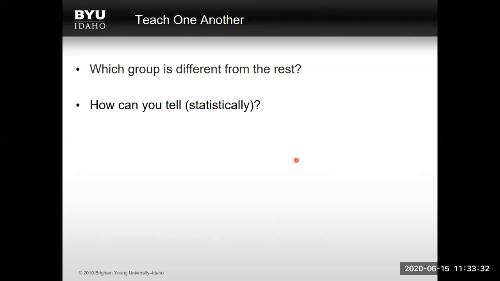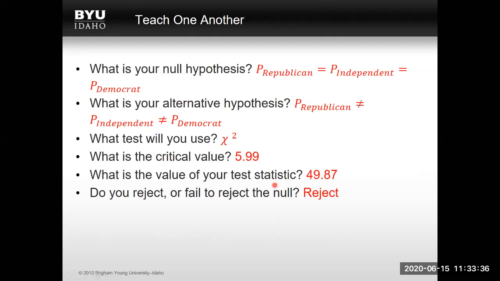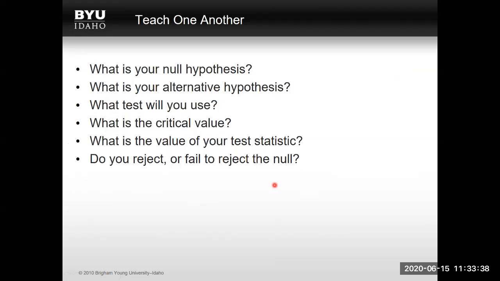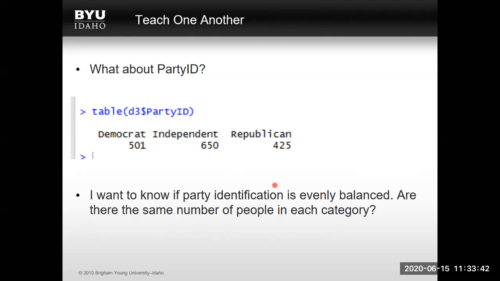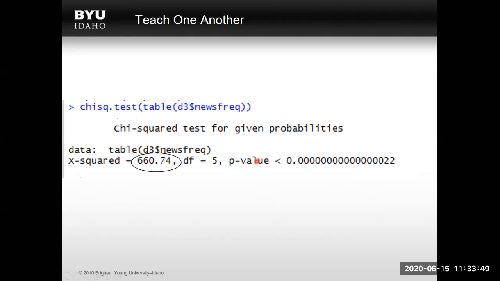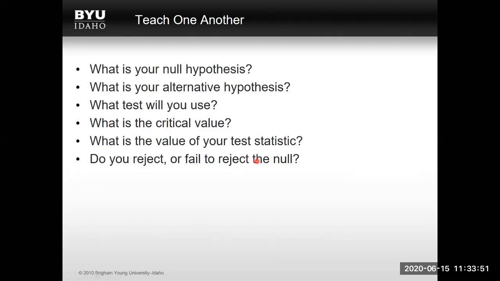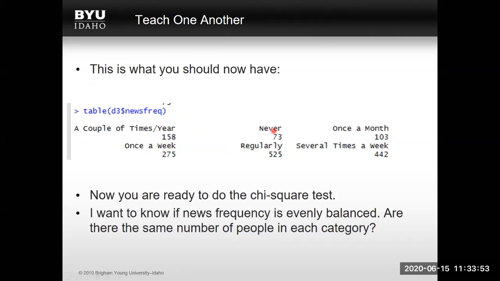So you can't really statistically do a test to see which group is different. You just look at the data and you can see, right? Like, I don't need to do a statistical test. I mean, the statistical test tells me that they're different, but I can see, oh, more independents than Republicans, more Democrats than Republicans. I can see very few people never watch the news. Most people regularly watch the news or several times a week, at least in that survey.